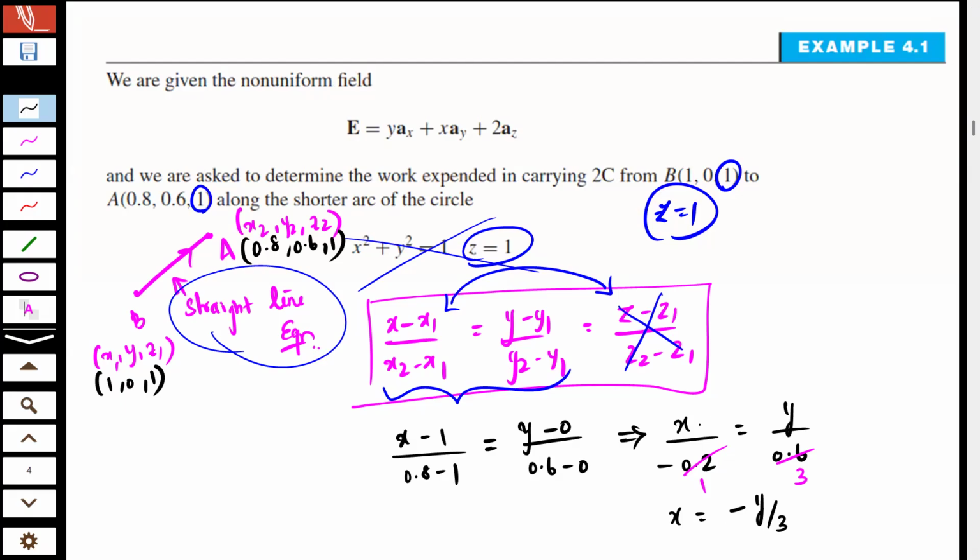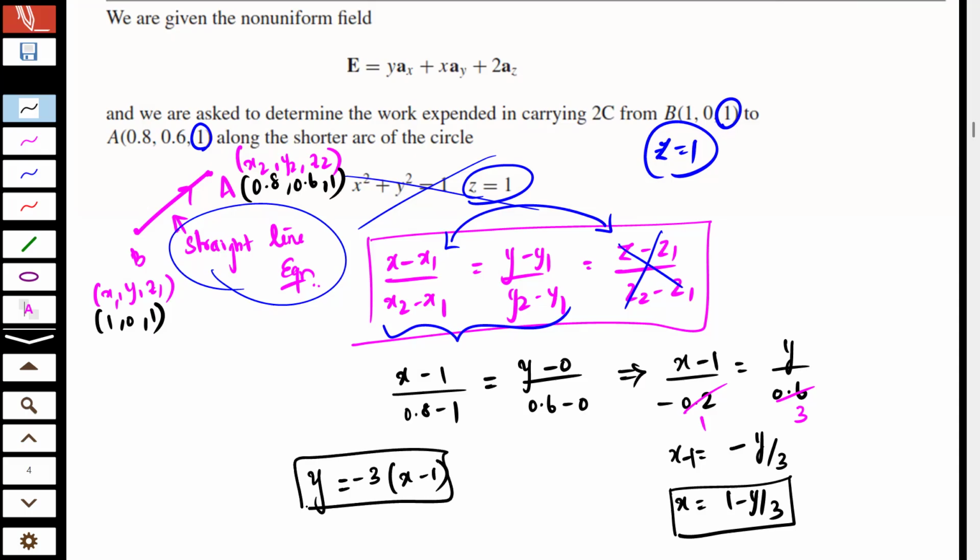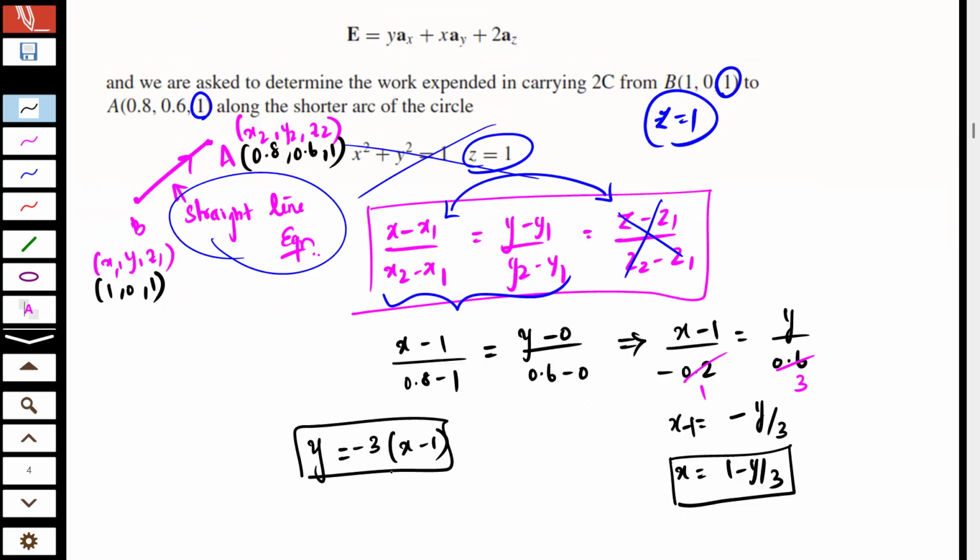This is a small mistake. I should have written x minus 1 equals minus y by 3, and thereby x will be equal to 1 minus y by 3. So instead of x, we can write 1 minus y by 3. And similarly, if I want to write in terms of y, I can write y equals 3 times minus x minus 1. So we can replace x as 1 minus y by 3 and y as minus 3 into x minus 1 to perform the integration.